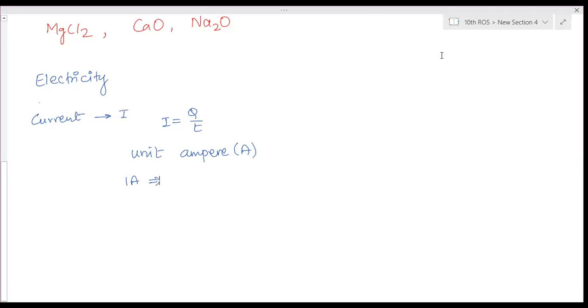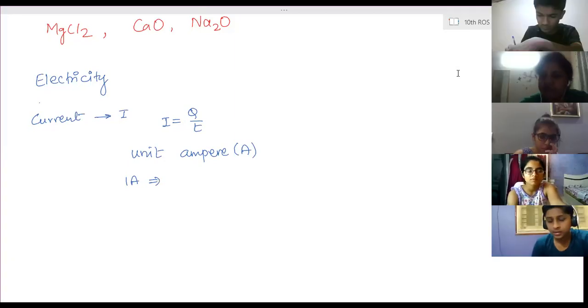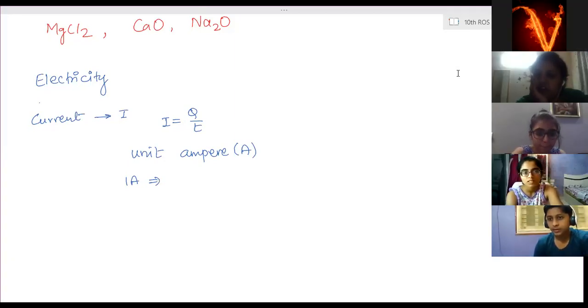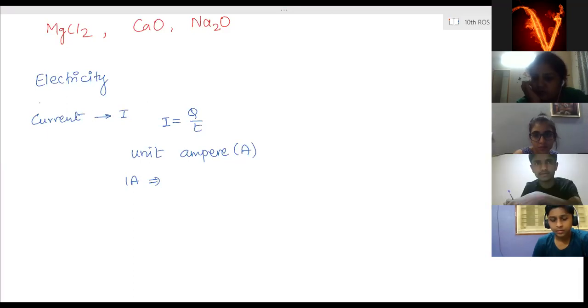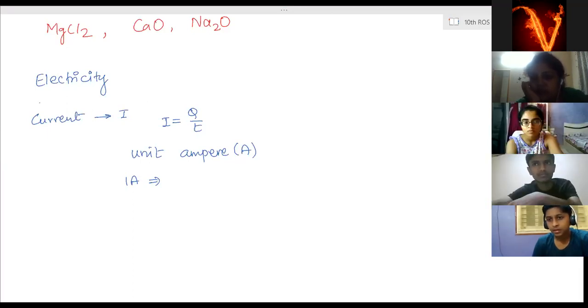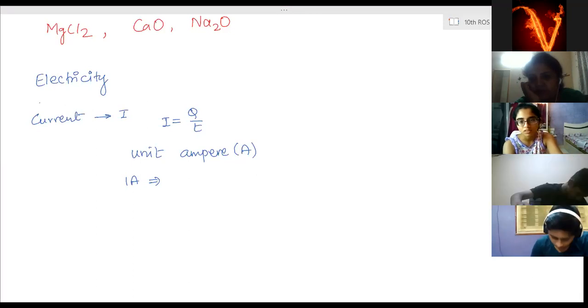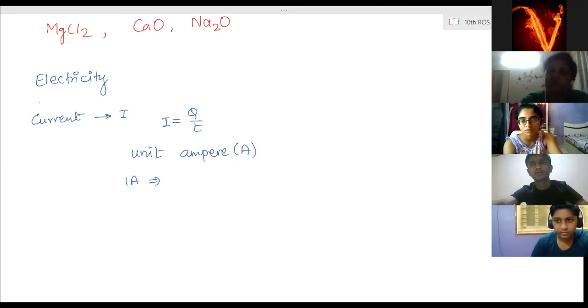Device used to measure current? Ammeter. Ammeter should be connected in series. Resistance of the ammeter should be minimum or maximum? It's minimum. Reason? So that it takes very little current, because it needs to measure the current. So it needs the proper flow. Resistance means what?